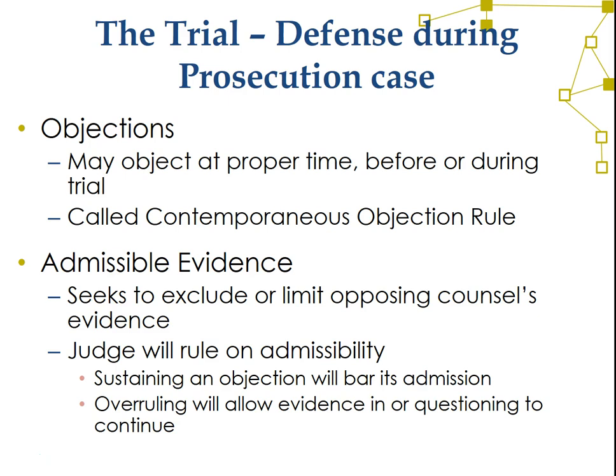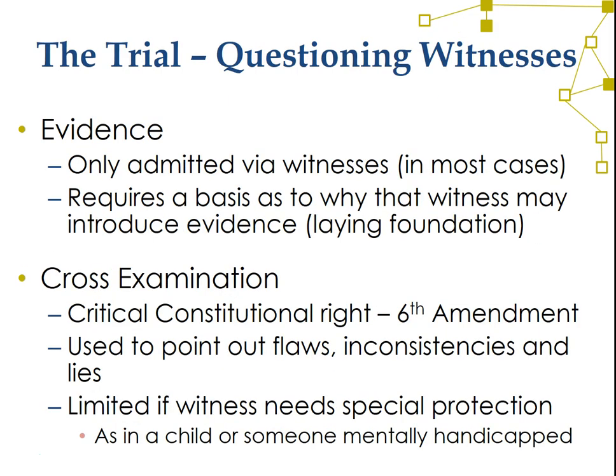So this seeks to exclude or limit opposing counsel's evidence. And again, the judge will rule on admissibility. Sustaining an objection will bar its admission, and overruling an objection will allow the evidence in and questioning to continue. So we're on the evidence part now, remember? Evidence is only admitted via witnesses, and it requires that basis, or that explanation, if you will, to lay the foundation in order to get evidence accepted as evidence.